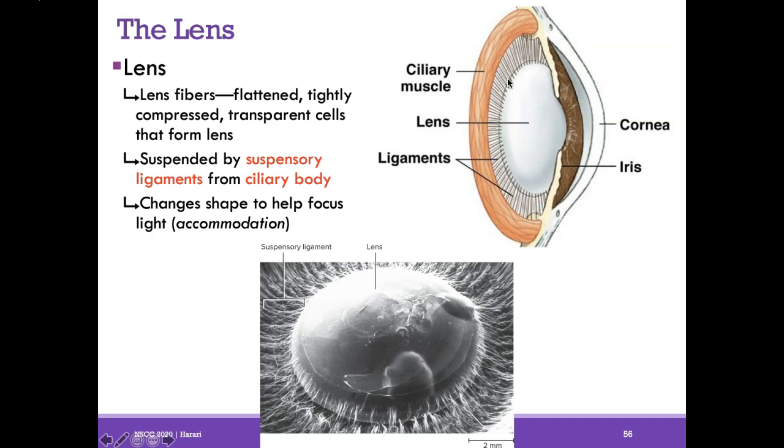And like I mentioned before, they're connected to the ciliary muscle by suspensory ligaments. So this is a better image. This is a better way to see the ciliary muscle. So the ciliary muscle goes all the way around the lens, and what connects them are the suspensory ligaments. And this is important because the lens has to be able to change its shape depending on what we're looking at. This is called accommodation. The idea of the lens changing its shape is called accommodation.